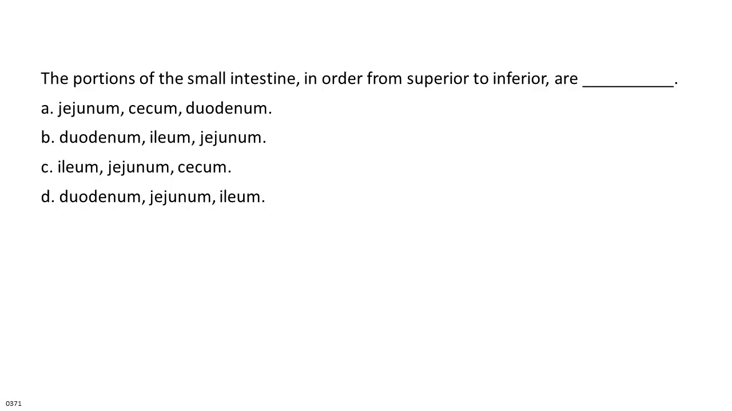The portions of the small intestine, in order from superior to inferior, are ___. A. Jejunum, cecum, duodenum. B. Duodenum, ileum, jejunum. C. Ileum, jejunum, cecum. D. Duodenum, jejunum, ileum.